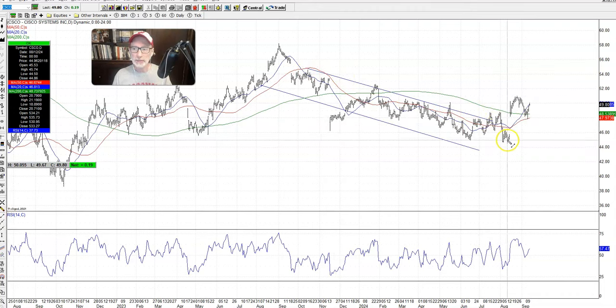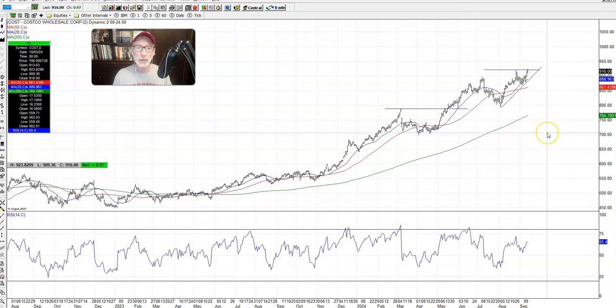Just the uptrend. And we can draw a line here, Costco has the uptrend, but it got through. I think it's going to keep going. I mean, a stock's in an uptrend. Why would it all of a sudden start selling off? Because it made a new high? That's a reason why the stock has to fall? That is not a reason why.